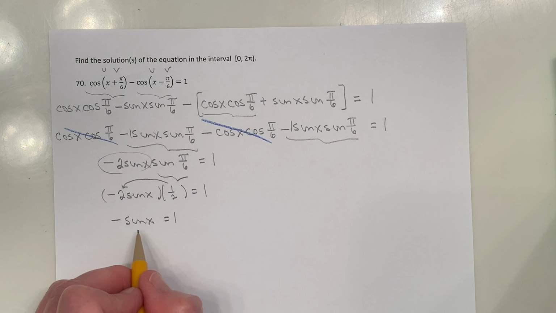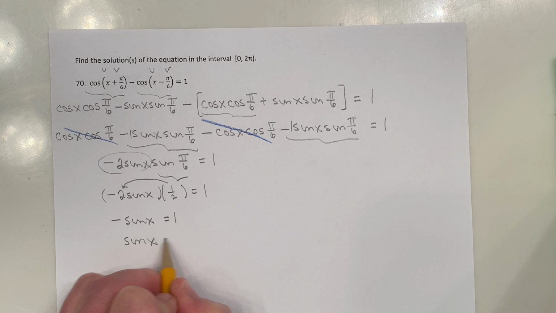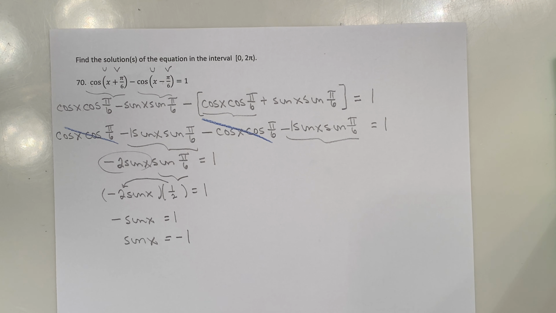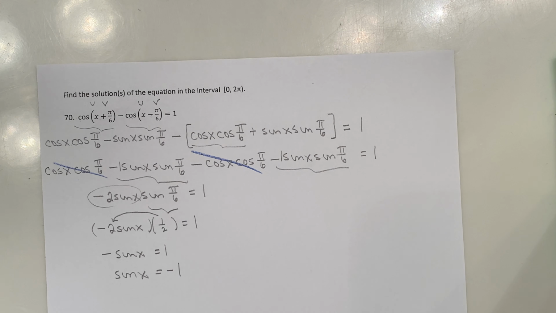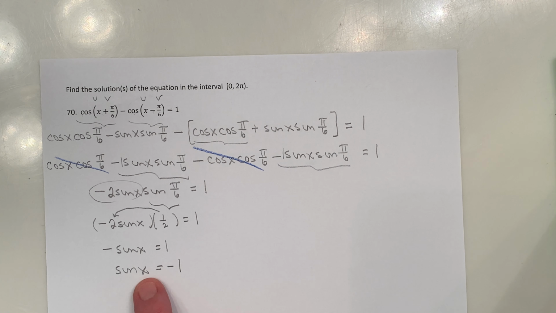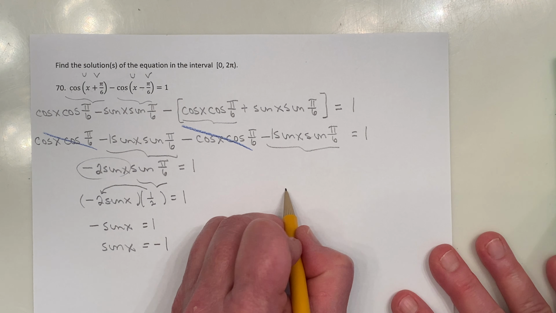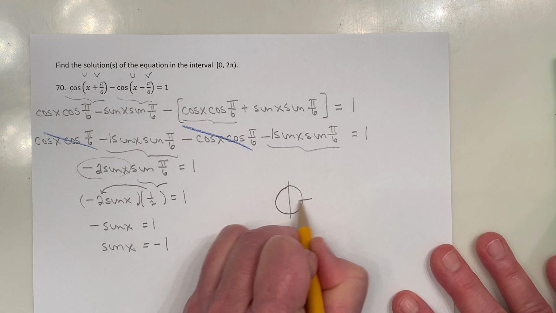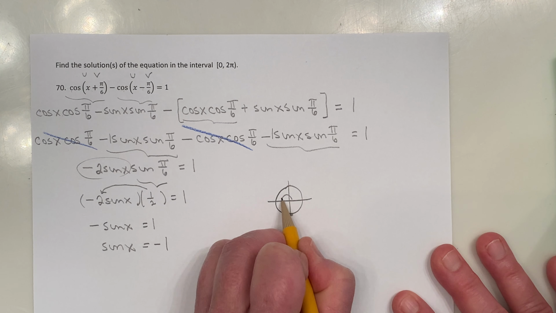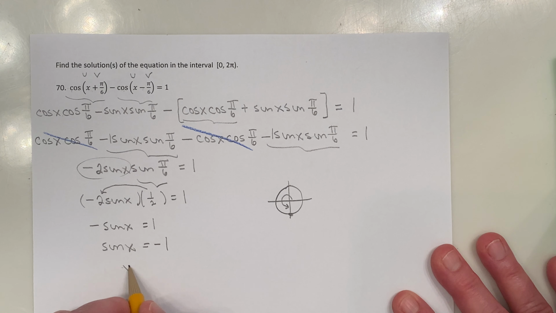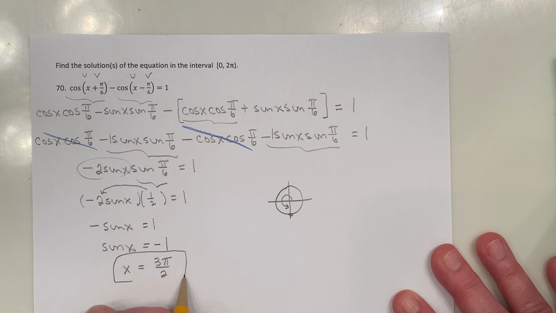Let's take the opposite of both sides. So I'm going to have positive sine x equals negative 1. Remember, our objective is to solve this, find solutions. So we can go to the unit circle. What angle on the unit circle has a y-coordinate of negative 1? You're at negative 1 down here, and that angle is 3 pi over 2. So this solution is x equals 3 pi over 2, having the y-coordinate of negative 1.